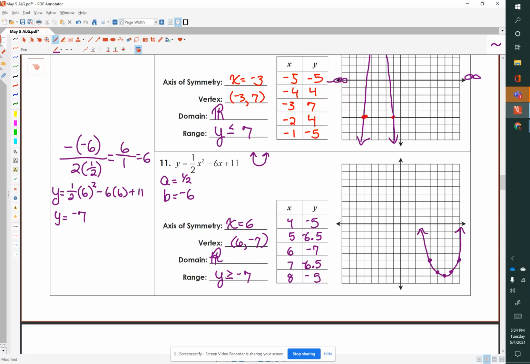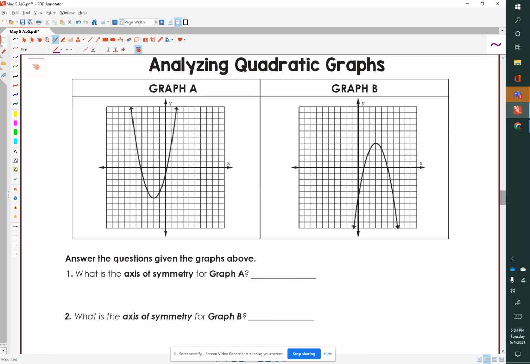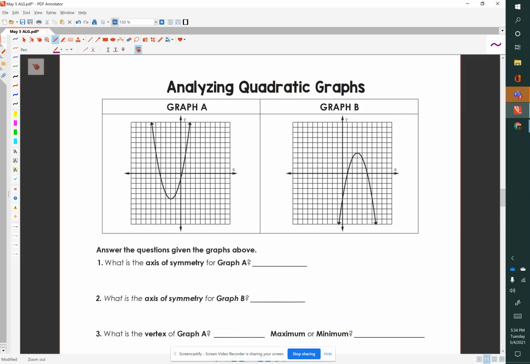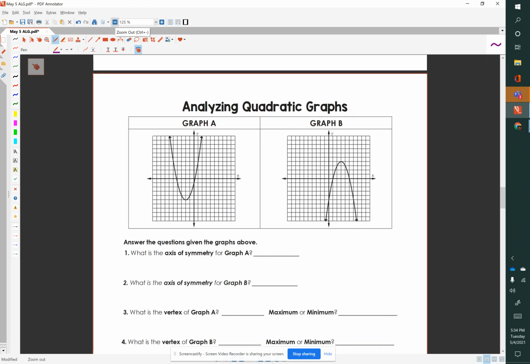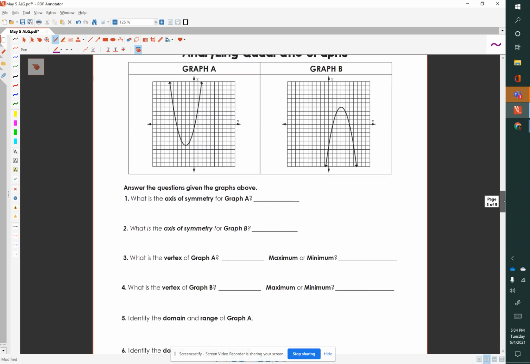So we have graph A and graph B, and we're going to look at those and compare them. So let's take a look at that, and let's start now. So here we have graph A and graph B. I think I might want to make that a little smaller. So let's answer some questions. Graph A is an upward facing parabola, so it must have a positive A value. Graph B is a downward facing parabola, which has a negative A value.